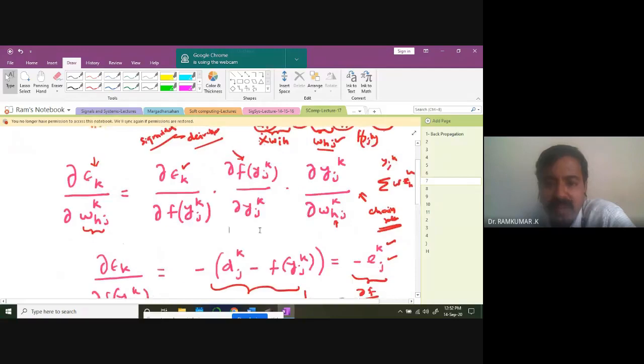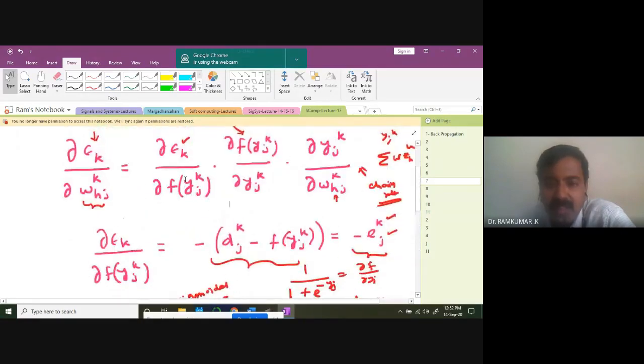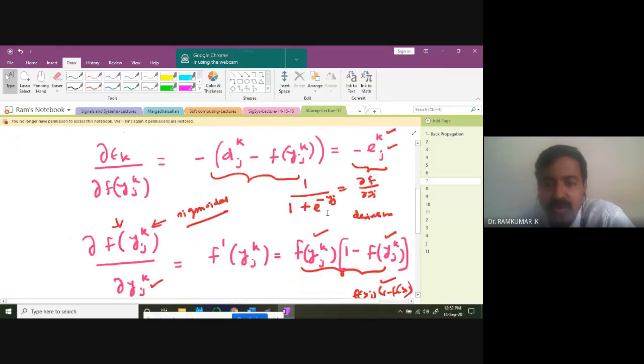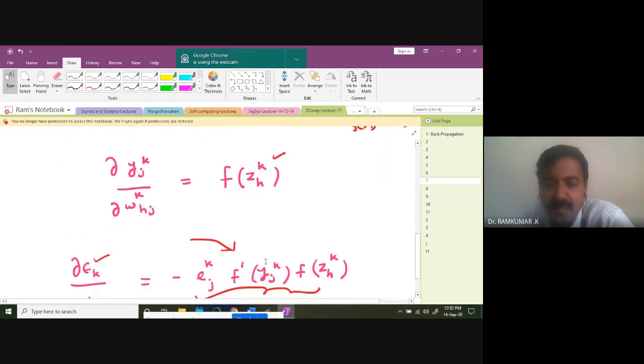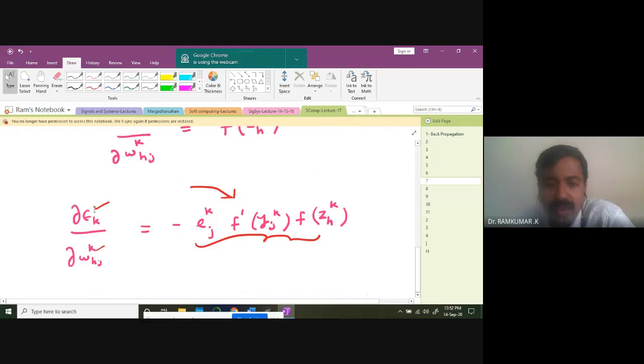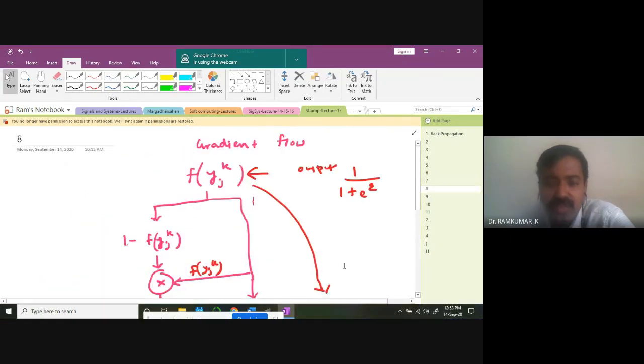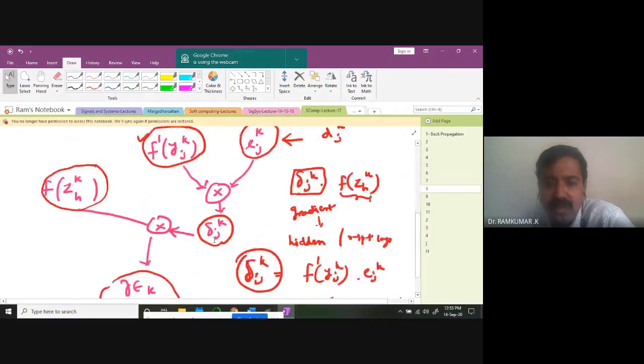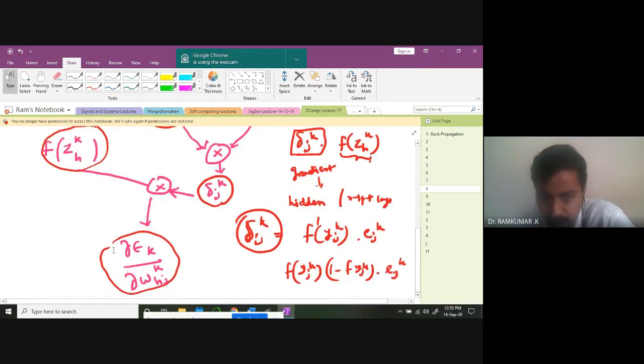So you plug it in here, and the first one is going to be nothing but minus ej^k, direct computation. The last one also direct computation, f of zh^k. So you put all these three together, you can compute the first gradient. Okay, this gradient is given like this. The flow is like this. Clearly, you can visualize the gradient flow. The delta j^k, f of zh^k, you have this computed value. This is the final output, final gradient.